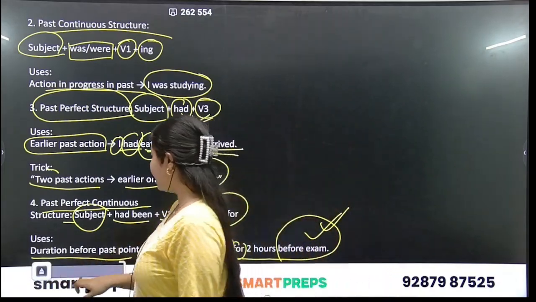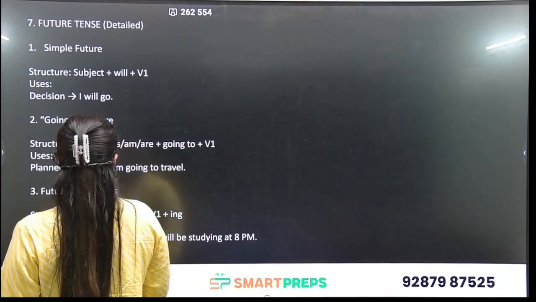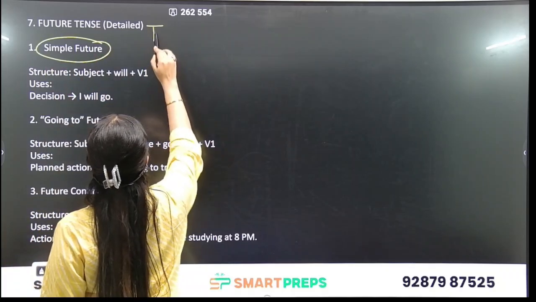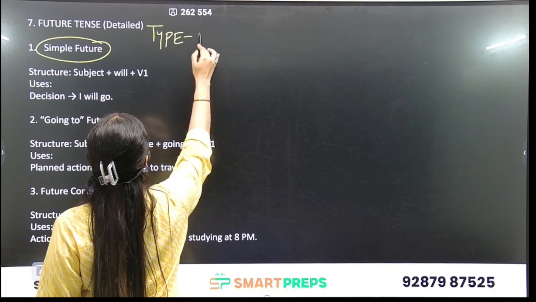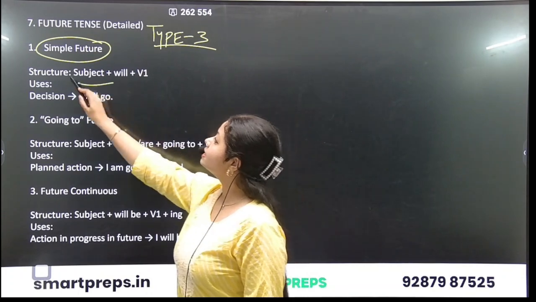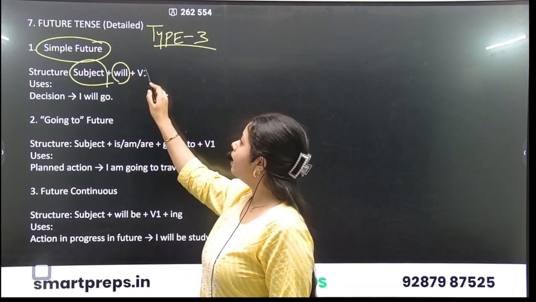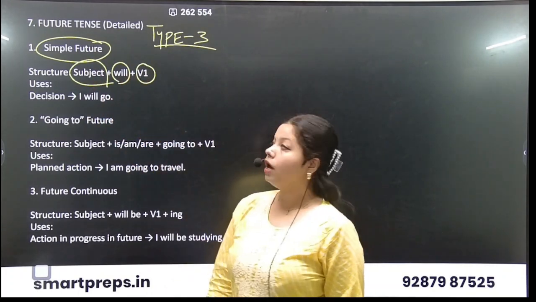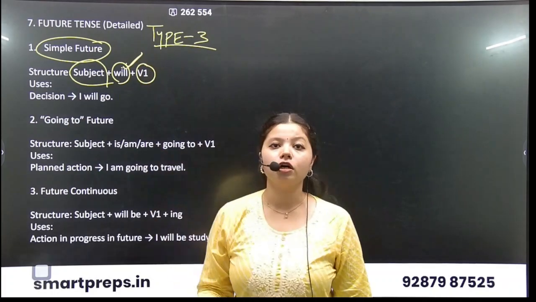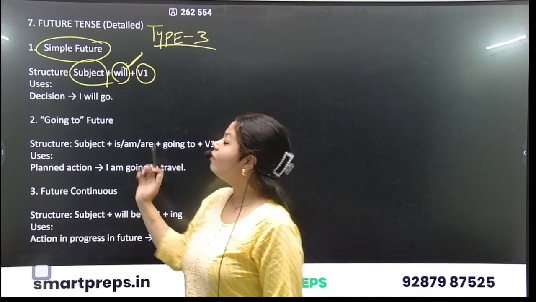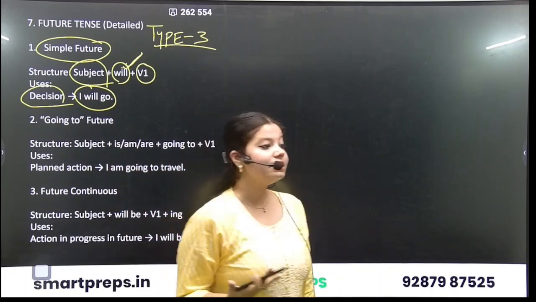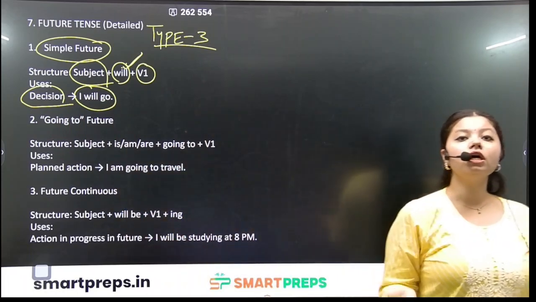Now let's understand future tense in detail. Okay, future tense also, this is what? Type 3. Yes, simple future. Structure is subject plus will plus verb 1. Okay, since we will be performing this action in the future, so will is present. When will we use? Decision. I will go. So I will be taking the decision of going out in the future.